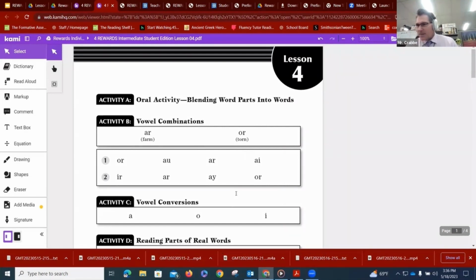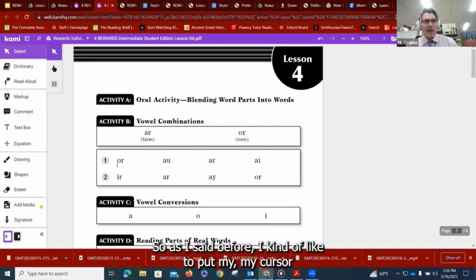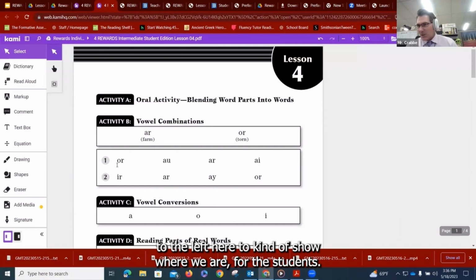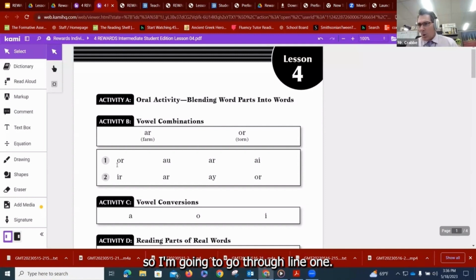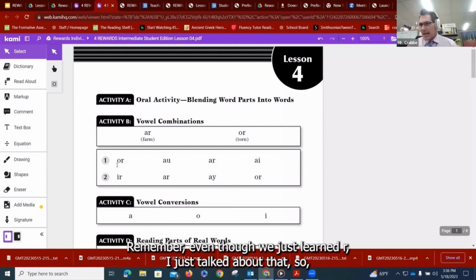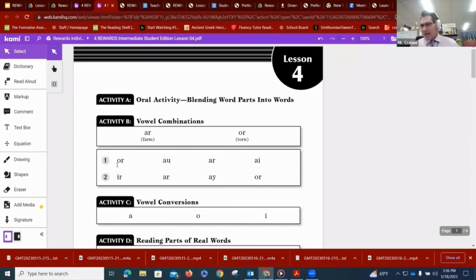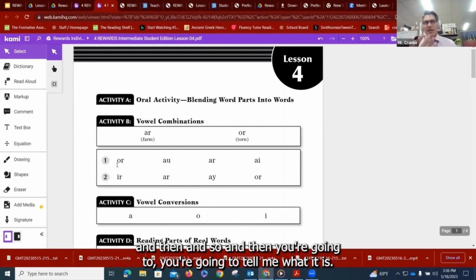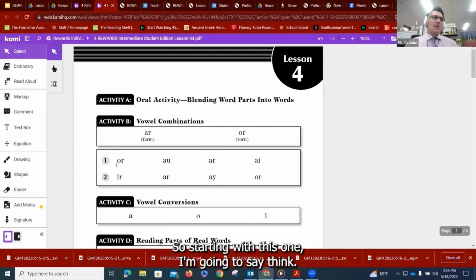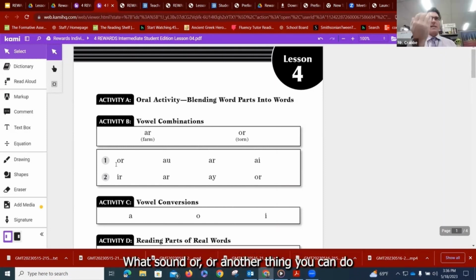So just understand that as you're going through this. As I said before, I kind of like to put my cursor to the left here to show where we are for the students. So I'm going to go through line 1. I'm going to say think, and then I'm going to say what sound, and then you're going to tell me what it is. So starting with this one, I'm going to say think, what sound?